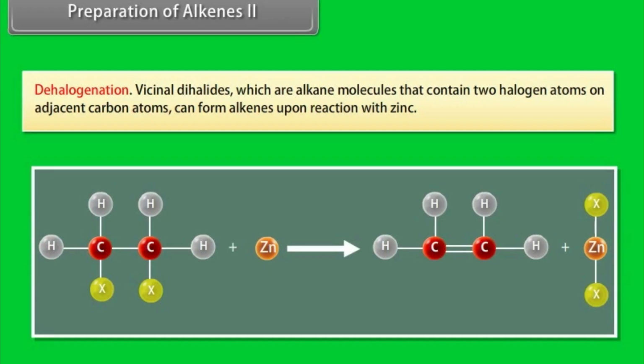Dehalogenation. Vicinal dihalides, which are alkane molecules that contain 2 halogen atoms on adjacent carbon atoms, can form alkenes upon reaction with zinc.